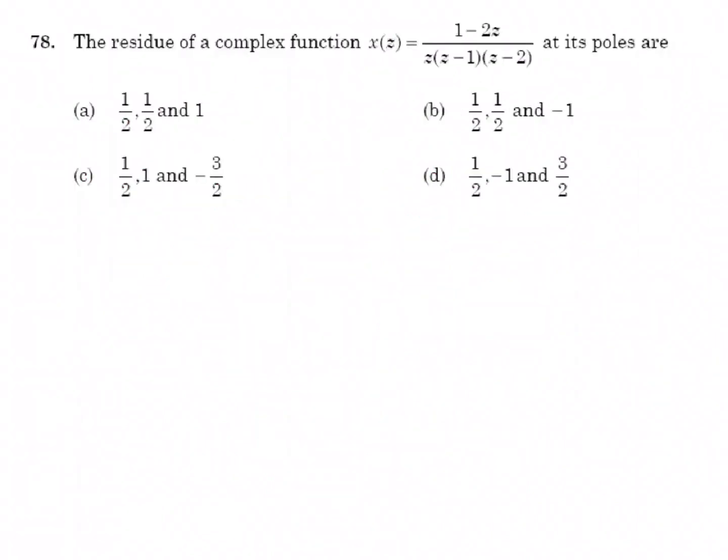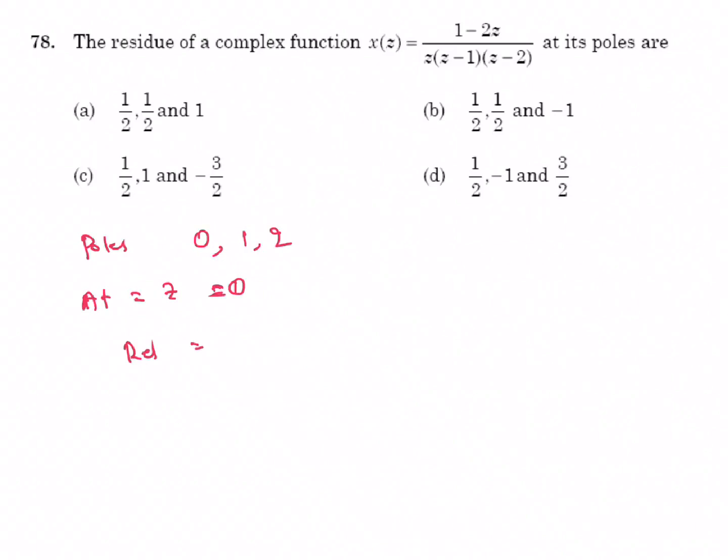The residue of a complex function given at its poles, its residue we have to find out. So its poles are 0, from z minus 1 you will get 1, from z minus 2 you will get 2. So poles are 0, 1, 2, 3. Then we have to calculate residue. At z equal to 0, first we will calculate.